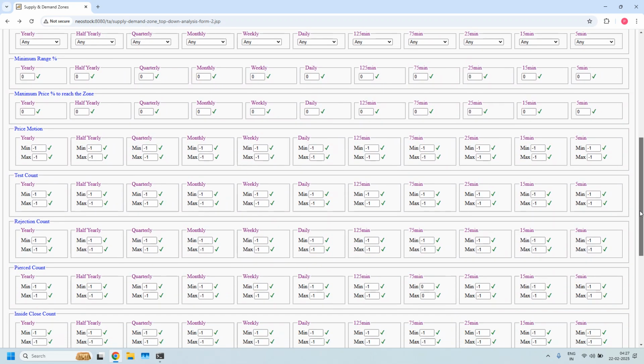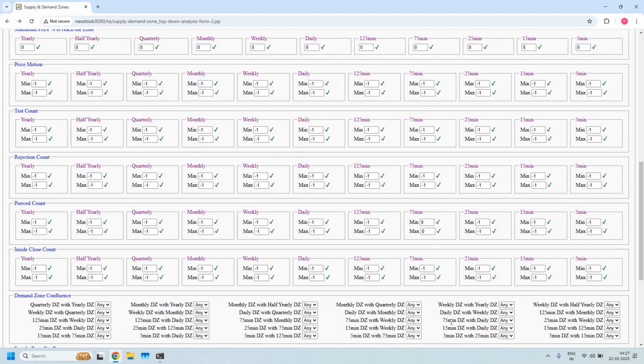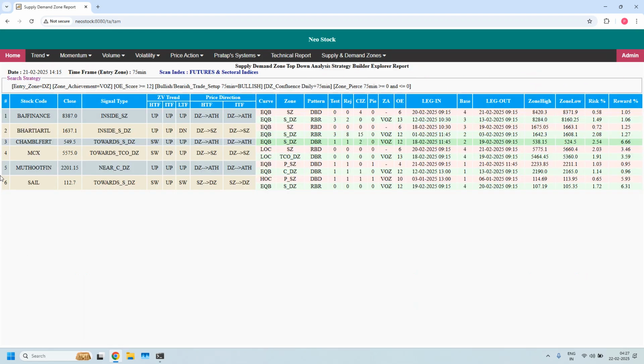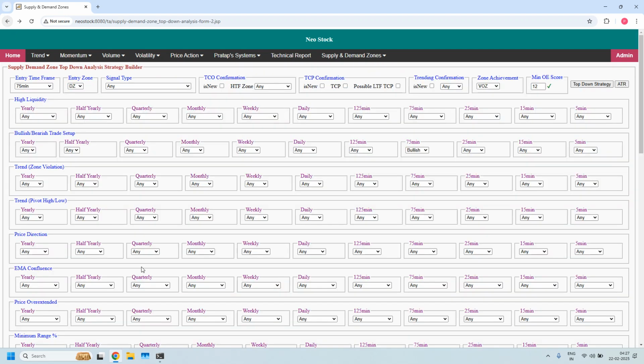So in the demand zone confluence, I am setting the filter 75 minutes demand zone with daily demand zone confluence. With this filter, we got 6 stocks. That means in all these 6 stocks, these 75 minutes demand zones are overlapped with daily demand zone, and daily trend is up in all the 6 stocks. So if the daily demand zone is having daily EMA confluence, then those zones might be having even higher success rate, higher probability to get the success.